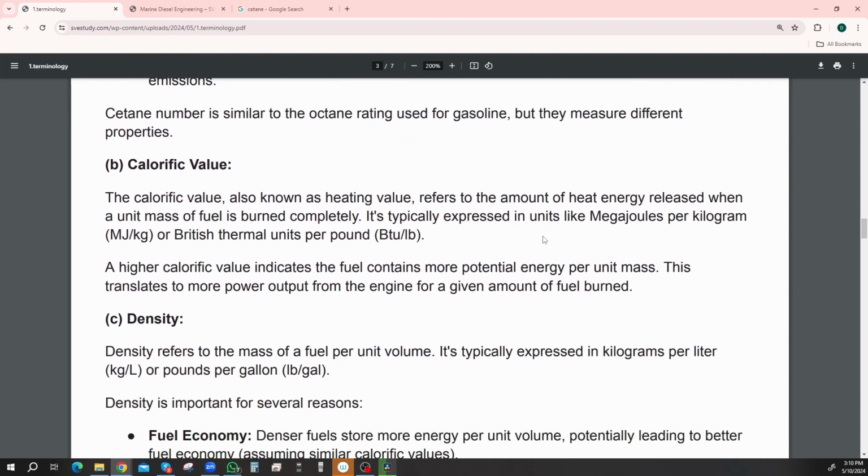That's interesting. Calorific value. The calorific value, also known as the heating value, refers to the amount of heat energy released when a unit of mass of fuel is completely burned. It's typically expressed in units like megajoules per kilogram (MJ/kg), or British thermal units (BTU) per pound. A higher calorific value indicates the fuel contains more potential energy per unit mass. This translates to more power output from the engine for a given amount of fuel burned.